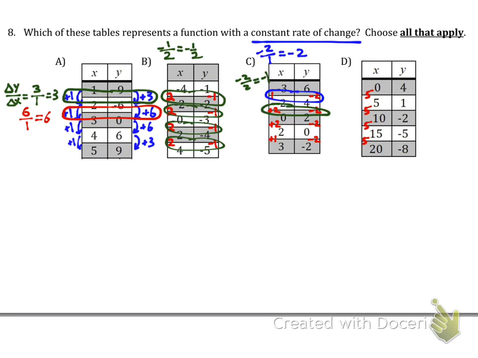D. The x's go up by 5 each time, and it looks like the y's go down by 3 each time. So the rate of change is negative 3 over 5. Those are all negative 3 over 5. They're all the same rate of change, so this has a constant rate of change. So B and D are the correct answers.